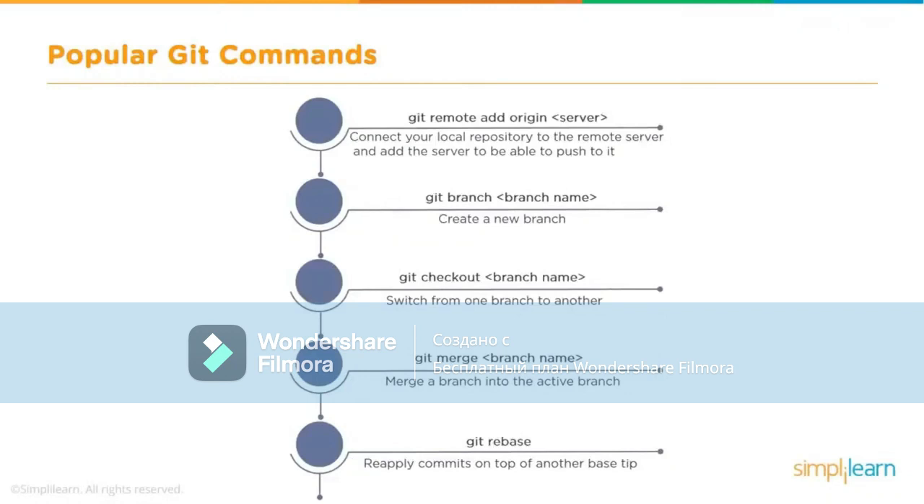Git remote add origin server connects the local repository to the remote server and adds the server to be able to push to it. Git branch and then the branch name will create a new branch for you to create a new feature that you may be working on.